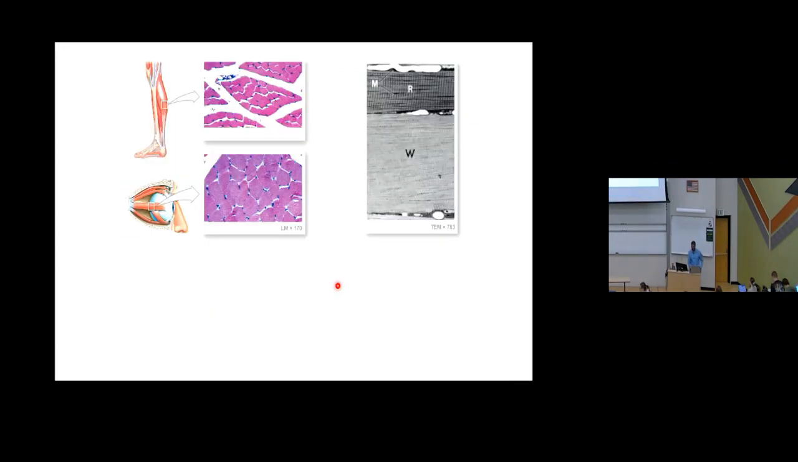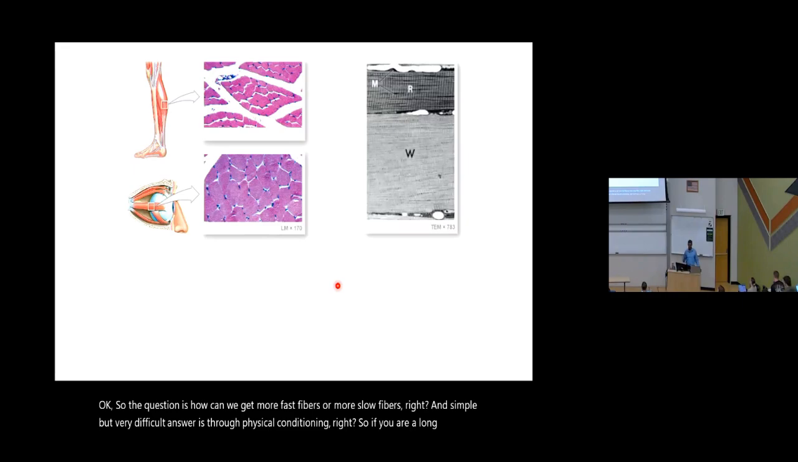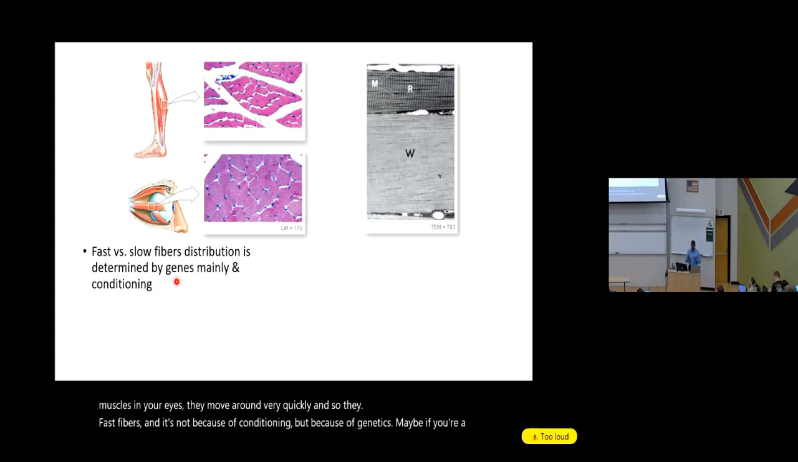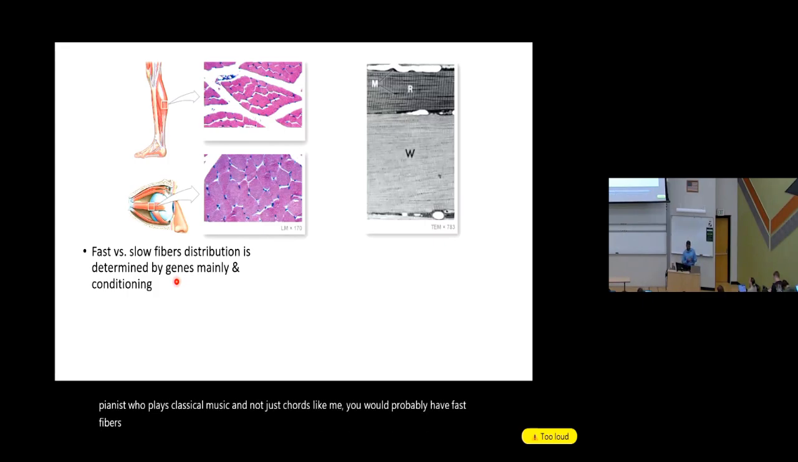Okay, so the question is, how can we get more fast fibers or more slow fibers, right? And the simple but very difficult answer is through physical conditioning, right? So if you are a long distance runner, you can develop more and more of these slow fibers through conditioning. But it's not only conditioning, genetics plays a role as well. For example, the muscles in your eyes move around very quickly, and so they'll have fast fibers, and it's not because of conditioning but because of genetics. Maybe if you're a pianist who plays classical music and not just chords like me, you'll probably have fast fibers in your hands as well.